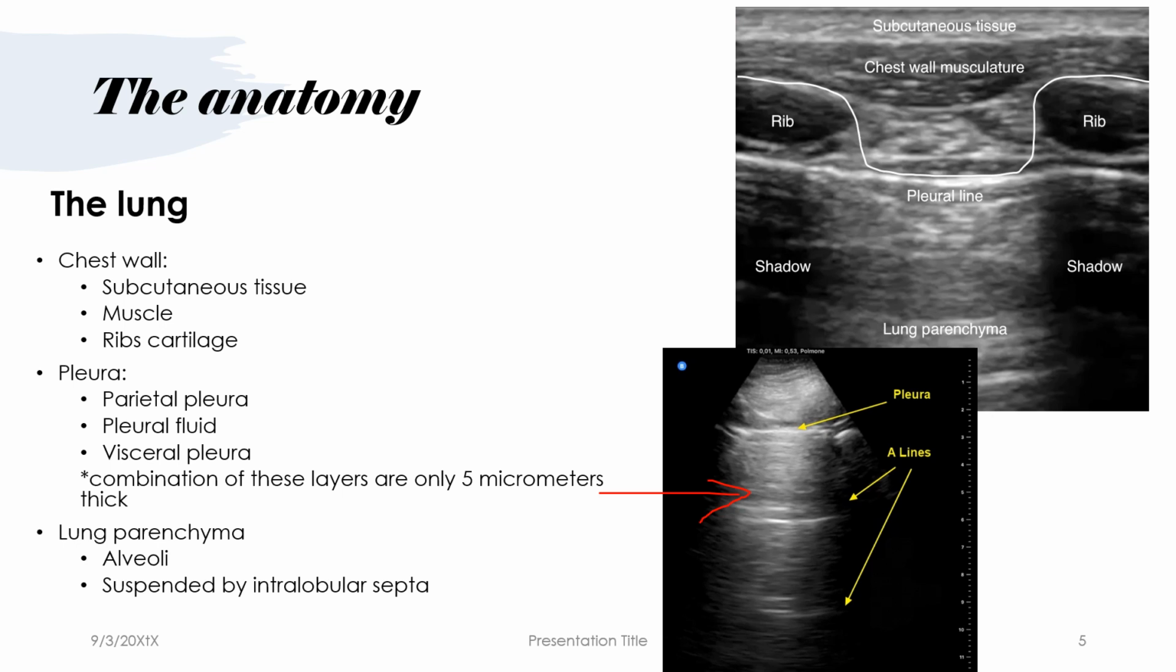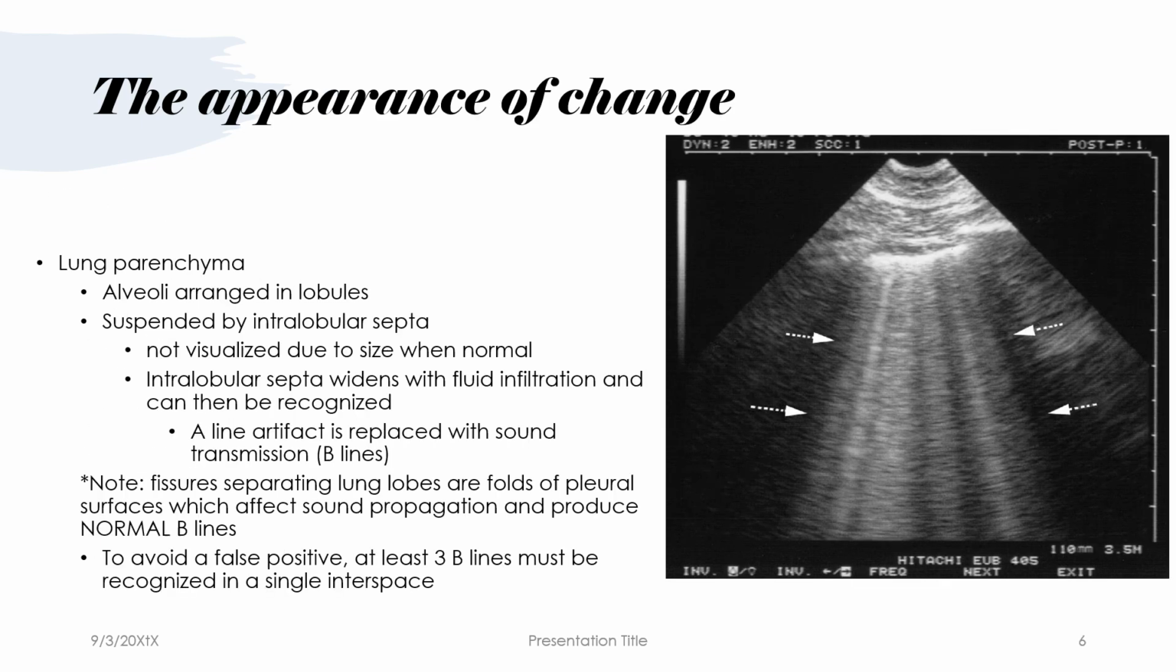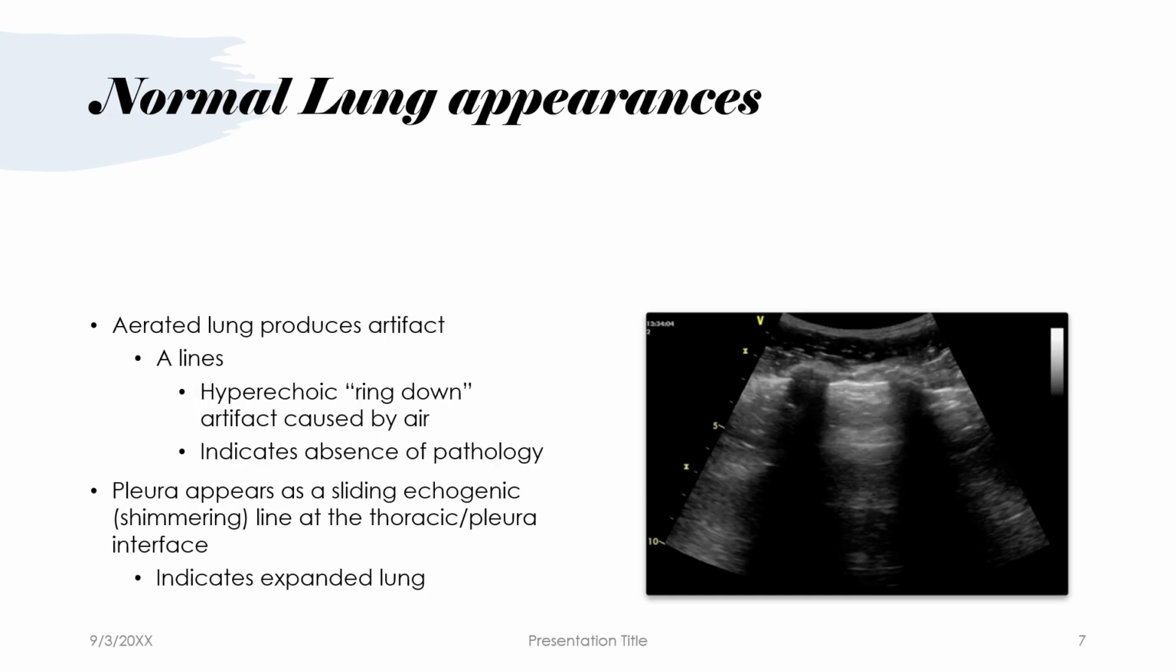In that case, however, we know that that's an abnormality allowing us to do that in the lung because we should just see artifact. So as I talked about before, the aerated lungs, what we're really looking to see in the actual lung area is artifact, not tissue.